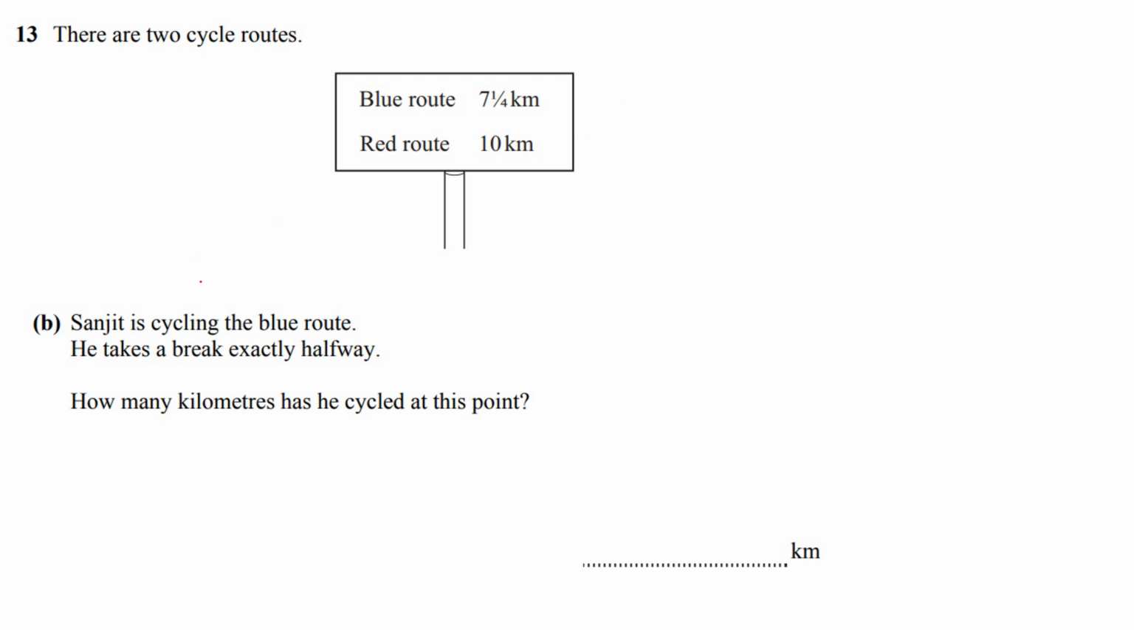It says Sanjit is cycling the blue route, and he takes a break exactly halfway. So, how many kilometers has he cycled at this point? So he's got 7.25 kilometers to go in total.